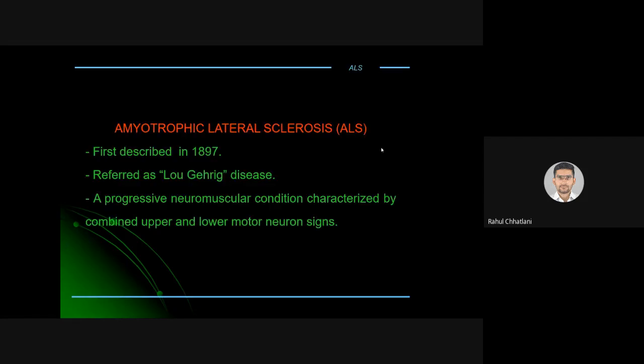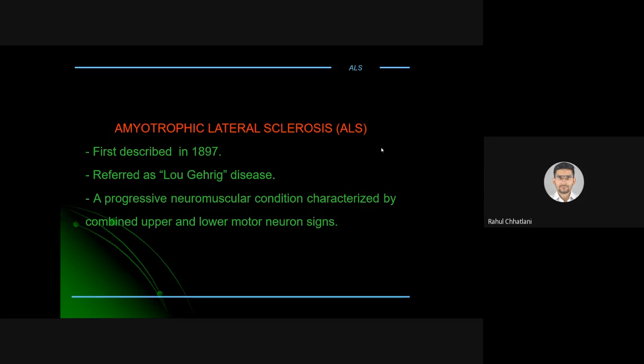Amyotrophic lateral sclerosis, first described in 1897, is referred to as Lou Gehrig disease, named after Lou Gehrig. So even in the exam, if it is asked what is Lou Gehrig disease, it is amyotrophic lateral sclerosis, which is a type of motor neuron disease. It is a progressive neuromuscular condition characterized by combined upper and lower motor neuron signs. So the spinal cord is affected.